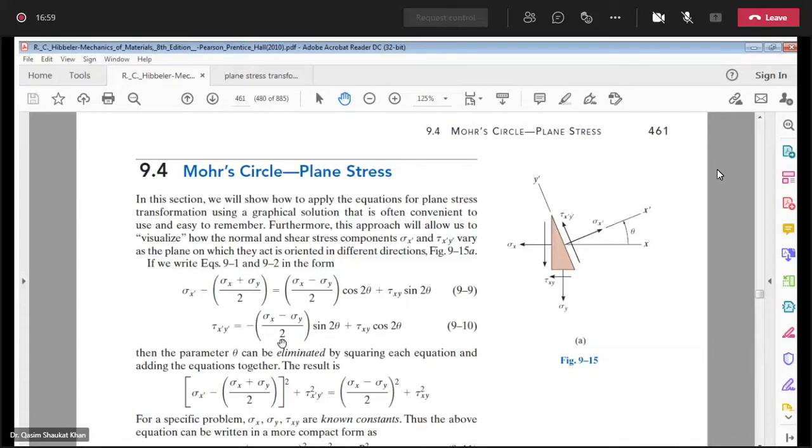The resultant equation that we get is sigma x dash minus sigma x plus sigma y over 2, squared, plus tau x dash y dash squared, is equal to sigma x minus sigma y over 2 squared plus tau xy squared. Now if you see this, sigma x plus sigma y over 2 is basically your average normal stress. So we can replace sigma x plus sigma y over 2 with the average normal stress.